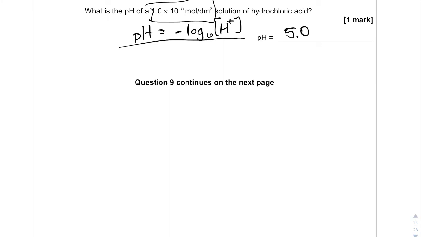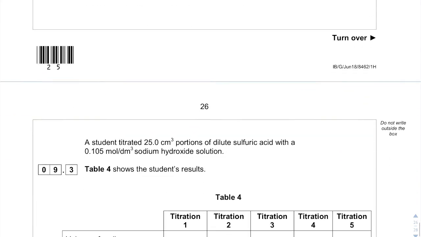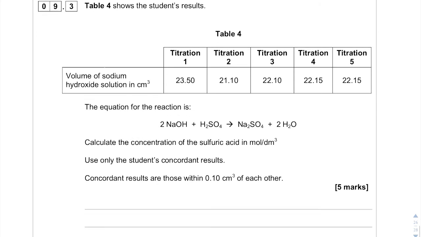Yeah, it's also quite obvious to find that it's actually the negative of the power of 10. So the negative of power of 10 of 1 times 10 to the minus 5 is just plus 5. So you have a pH of 5. Yeah, I'm gonna skip that now.